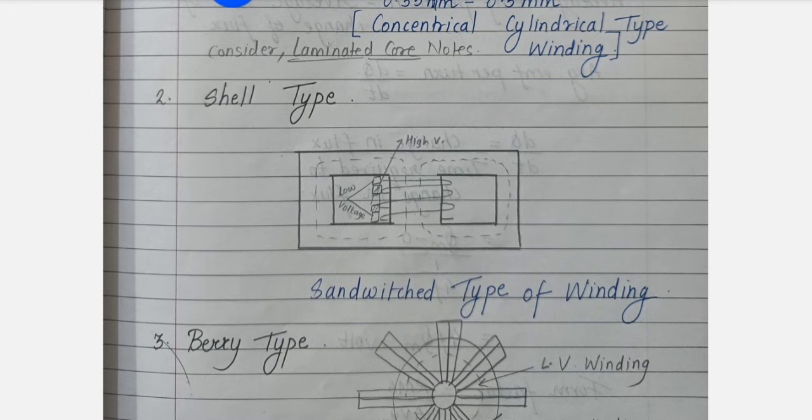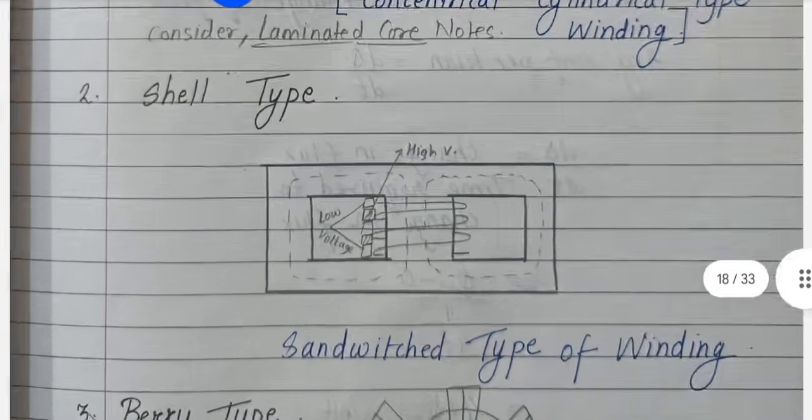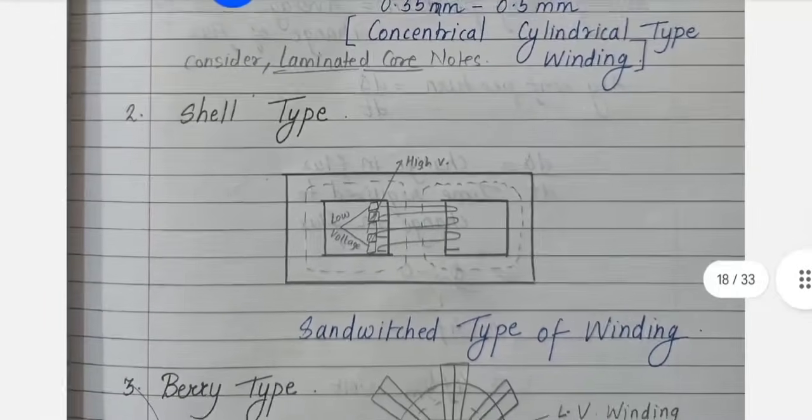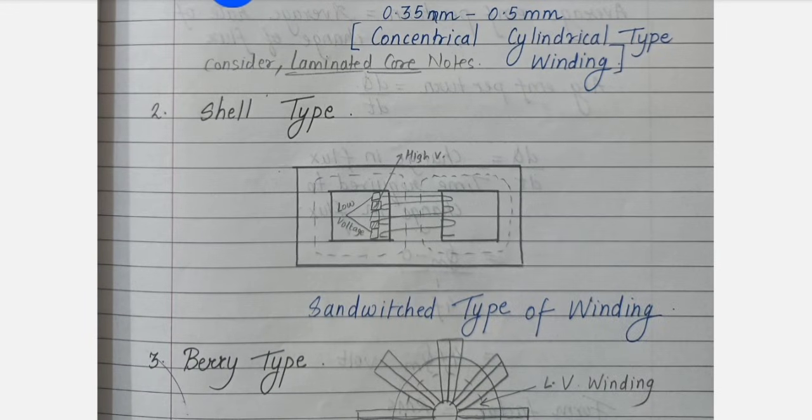And for shell type, if you see the shell type transformer, it has a core that resembles a cylindrical shell, and both the primary and secondary windings are wound around the central limb, as you can see, okay, and the windings are sandwiched. You can see here sandwich type of winding is seen. This arrangement provides better short circuit strength, okay. So here your diagram correctly depicts the shell type transformer with a sandwich type winding, illustrating how both the windings are wound around the central limb of the core.